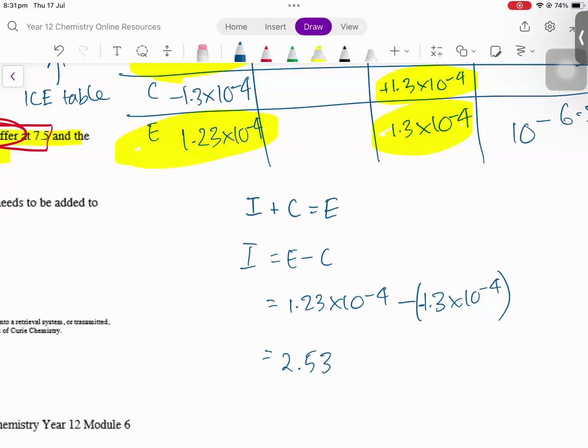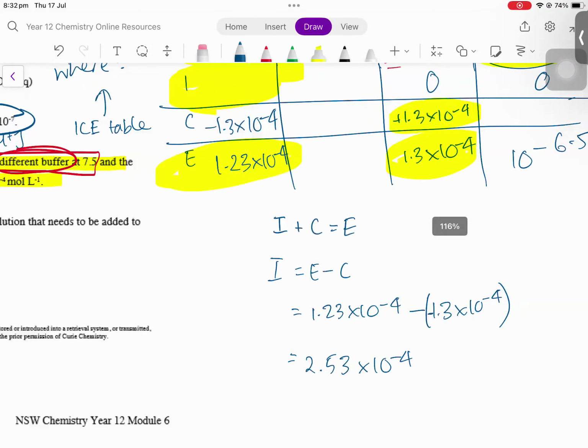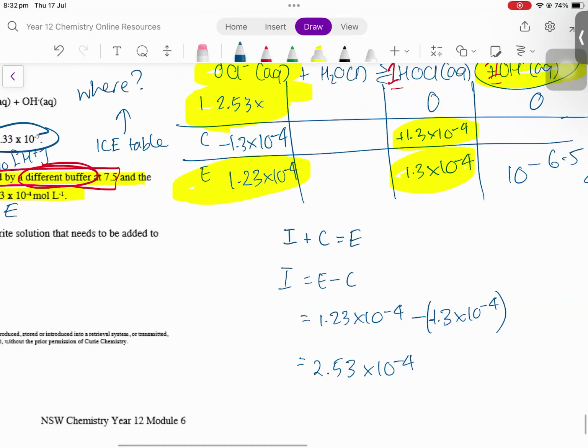Yeah, 2.53 by 10 to the minus 4. Okay, so be careful. It's I plus C is equal to E. I is E minus C, but your C is a negative. So when you subtract a negative, it ends up being positive, which is why I looks like a bigger number. 2.53 by 10 to the minus 4.